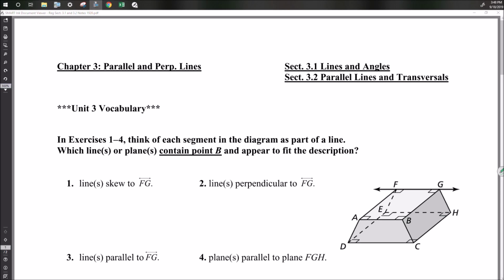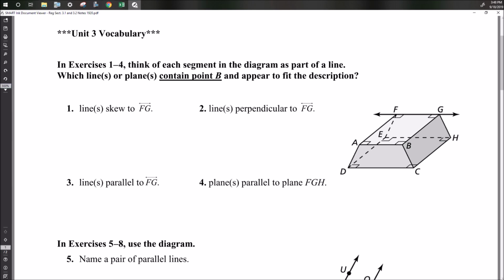We're on to the notes. So we just finished the vocabulary. So this next little bit should be pretty easy, provided that we're paying attention. We might need to reference our notes and such for this.